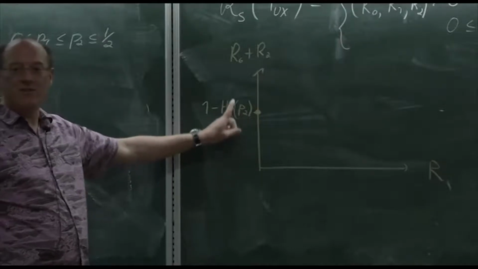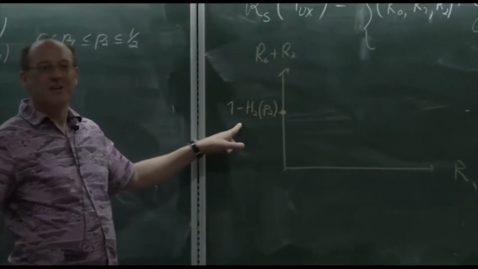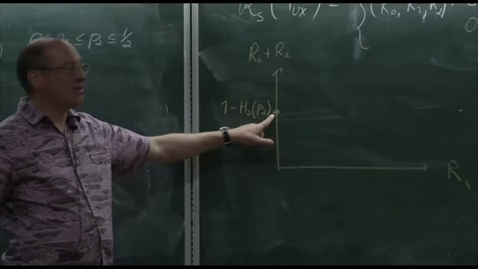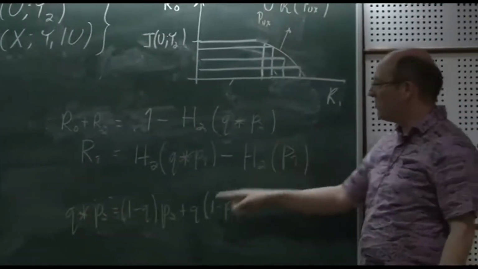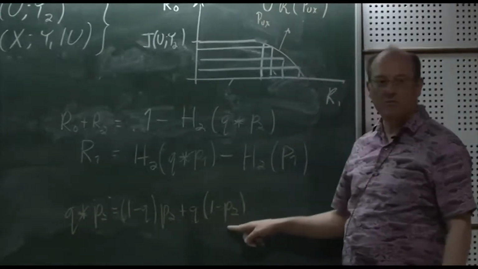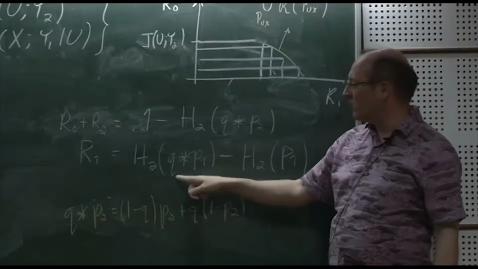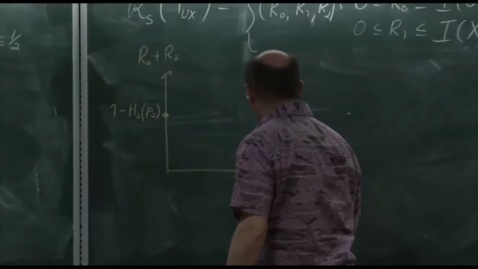And you can't do better than this, because that's the capacity of the channel to user 2 if you weren't sending information to user 1, right? So this is optimal. That's on the boundary. The same if we go to q is a half. What happens if q is a half? Q star p2 is just a half times p2 plus a half times 1 minus p2, which is a half. So this is just 1. So we get 0 here, and here we'll get 1 minus h2 p1. Also optimal.